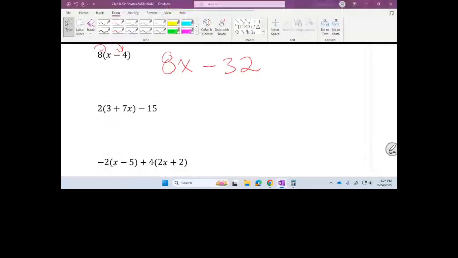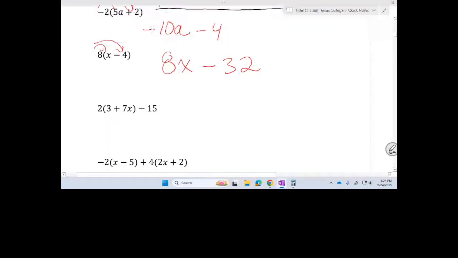All right. So y'all, for the next one here in my list, we're going to take this 2 and we're going to multiply it. So 2 times 3 is 6. Anybody know 2 times 7? 14x. And then look, y'all, we got a minus 15.